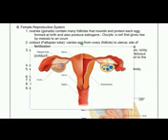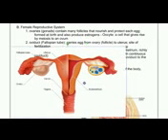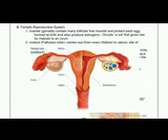the oviduct, the uterus, and the vagina. It's in the ovaries where the eggs are housed, mature, and are released in a monthly cycle.